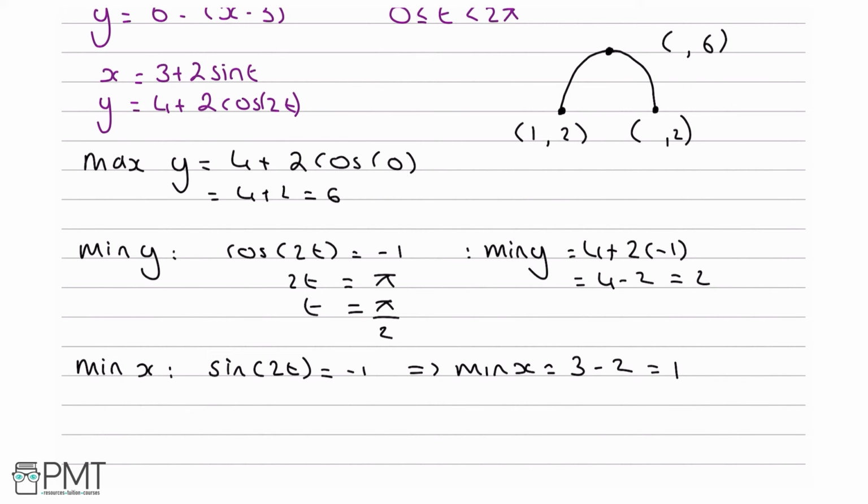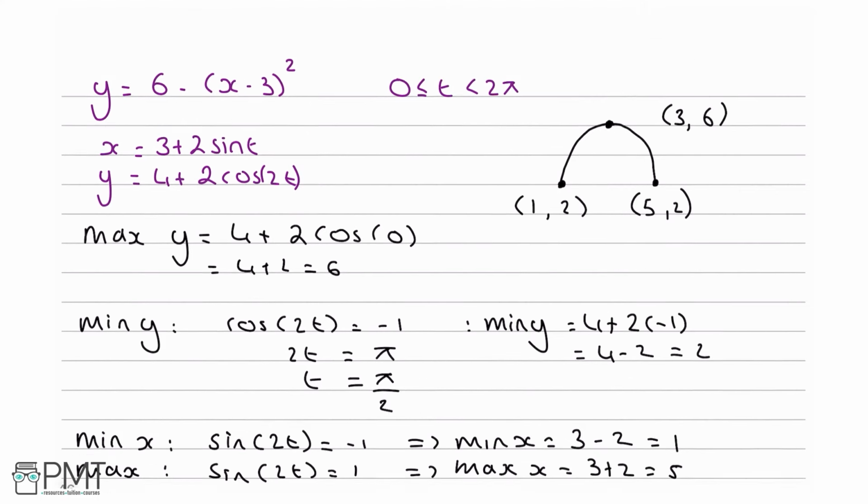And then max x is when sine of 2t equals 1, and therefore the max of x is 3 plus 2, which equals 5, like this. Now, we still need to find the x-coordinate of our turning point. You can notice our turning point for any parabola is in between the two endpoints. So to find the midpoint between 1 and 5, you add them together, which is 6, and then divide by 2, which is 3. So the x-coordinate of our turning point is 3.